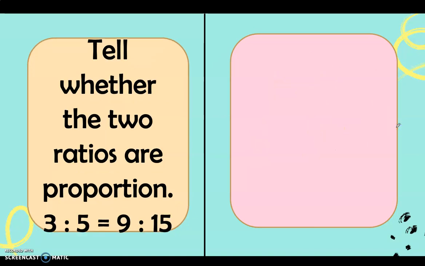Now, another one. Tell whether the two ratios are proportion. We have 3:5 is equal to 9:15. We have 5 times 9 is 45. 3 times 15 is also 45. So they are equal. Then the answer is proportion.